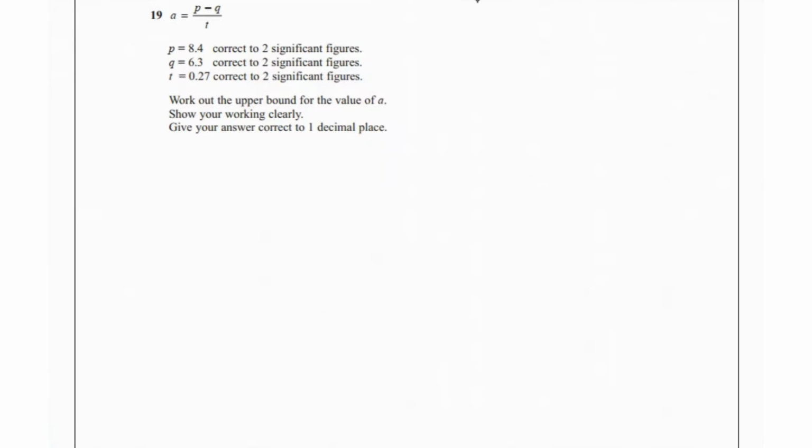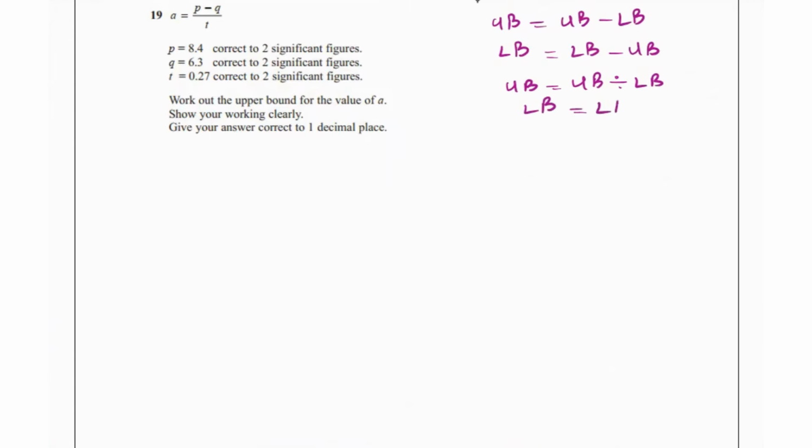So when you're trying to find the upper bound in subtraction, you do upper bound minus lower bound. If you're trying to find the lower bound in subtraction, it's lower bound minus upper bound. Similarly, for division, if you're trying to find the upper bound, then you divide upper bound by lower bound. And if you're trying to find the lower bound in division, it's lower bound divided by upper bound.